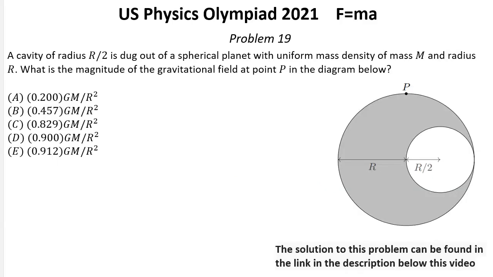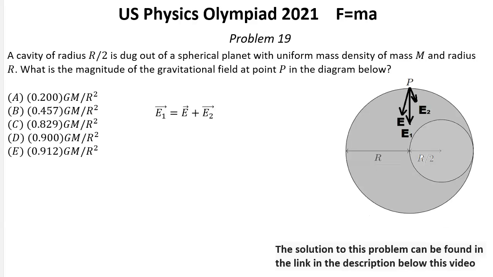Problem number 19. A cavity of radius r over 2 is dug out of a spherical planet with a uniform mass density, of mass m and radius r. What is the magnitude of the gravitational field at point P in the diagram below? Solution for problem number 19. The solution for this problem could be created using vector form.